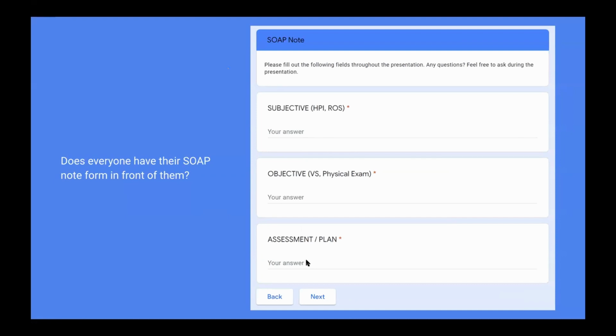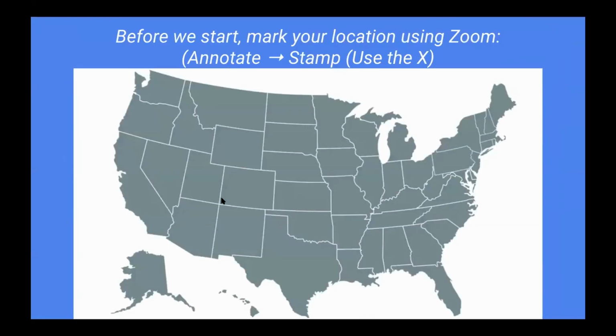And then finally, the assessment and plan. I hope this makes sense to everyone. If you've already heard this a million times, I'm sorry for going through it, but I know sometimes there's a little bit of confusion. So I just wanted to clarify that before we get started.